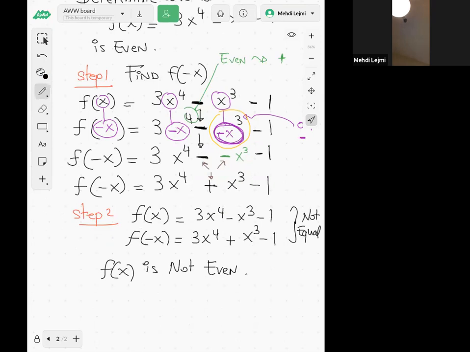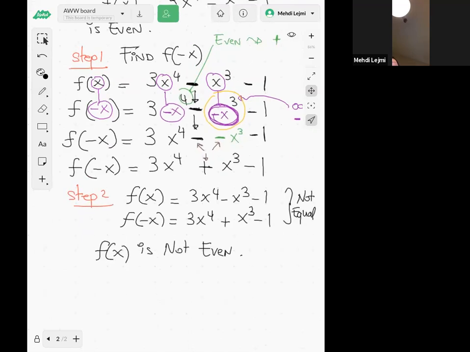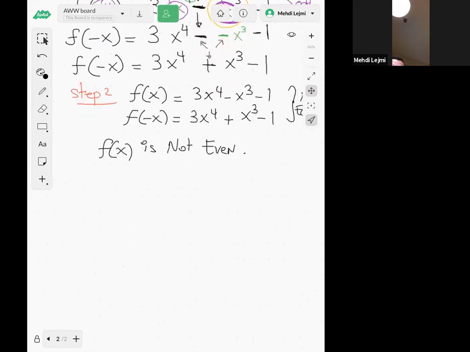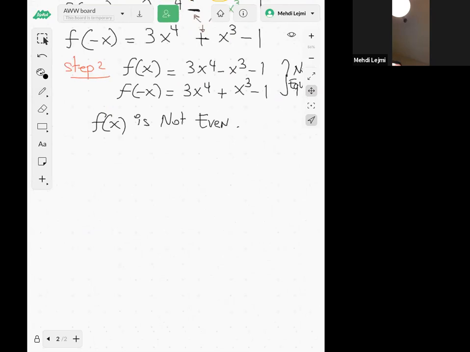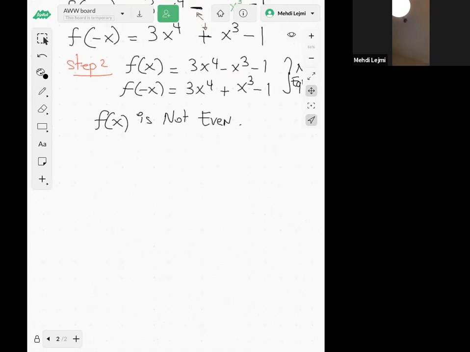Okay, so again, guys, just keep in mind this power rule. If you have the even power, then it's going to be a plus. If you have odd power, then it's going to be a minus. All right, so that's for even functions. Now, before the exercise, I'm going to do the odd functions, and then we're going to have an exercise about the even and odd functions.